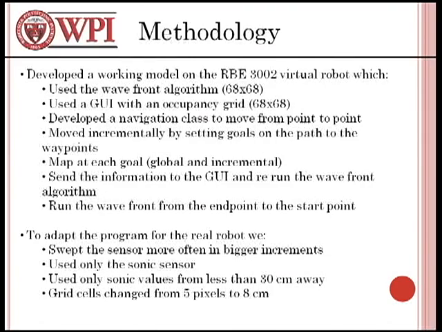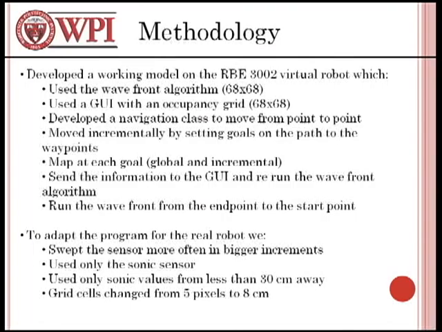So we would set a waypoint 3 spaces in front of us instead of trying to go the whole distance to the goal, and then we would map at that location and then rerun the algorithm. And we would also send the information back to the GUI at this time, and at the end of the mapping segment, we would rerun the wavefront from the endpoint to the start point to get back to the original starting location.